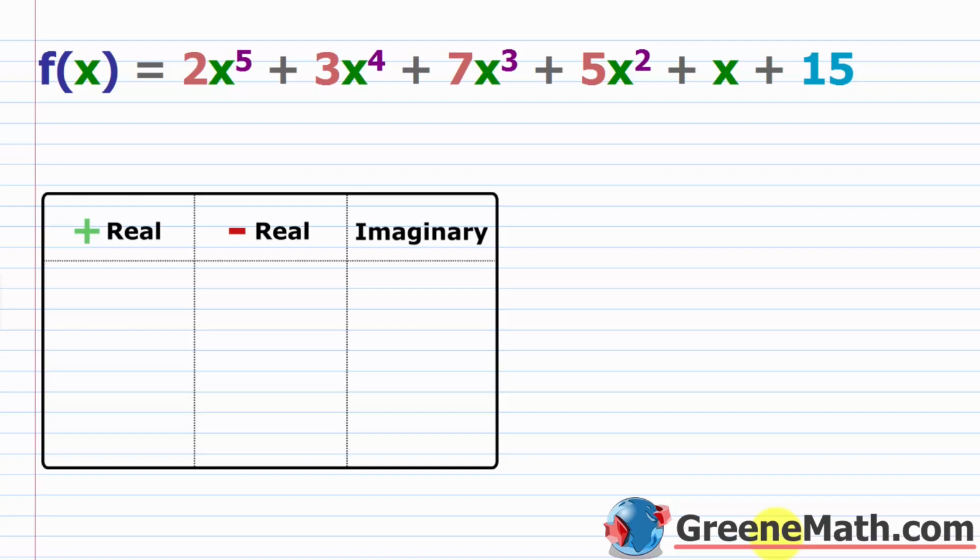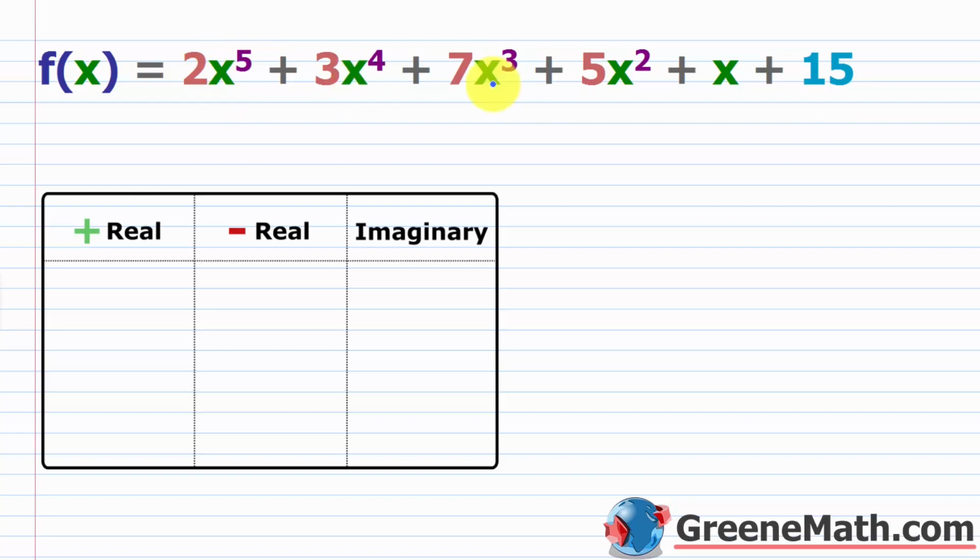So basically, you want to make sure that the function you're working with has real coefficients and also has a non-zero constant term. If you have that met, then you want to start out by writing your polynomial function in standard form. So for this example, we have f of x equals 2x to the fifth power plus 3x to the fourth power plus 7x cubed plus 5x squared plus x plus 15. So this is already in standard form. Our term with the highest exponential power is all the way to the left. Then you have the next highest exponential power, so on and so forth.